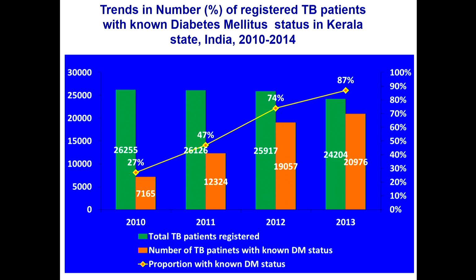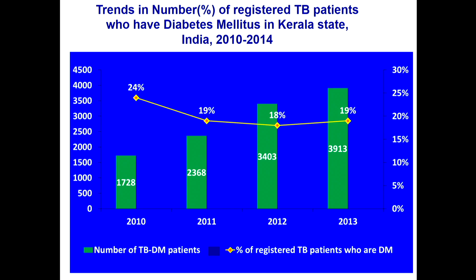So an example from the state of Kerala in southern India, looking at results basically between 2010 and 2013. So in green, this shows you the number of TB-registered patients, and in orange and the percentage shows you the number and proportion being screened for diabetes. And you can see that this successfully scaled up from 27% to 87%. And the yield pretty good, just under 20% of patients each year being identified with diabetes and obviously being referred for diabetic care.